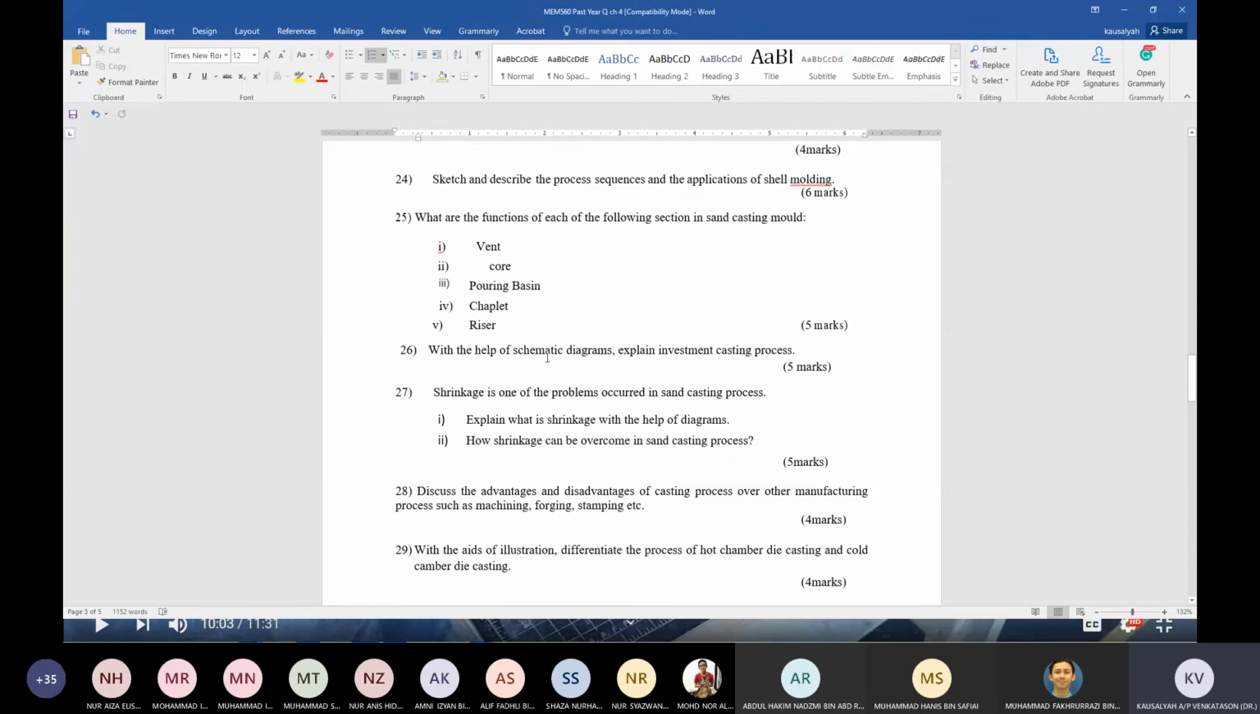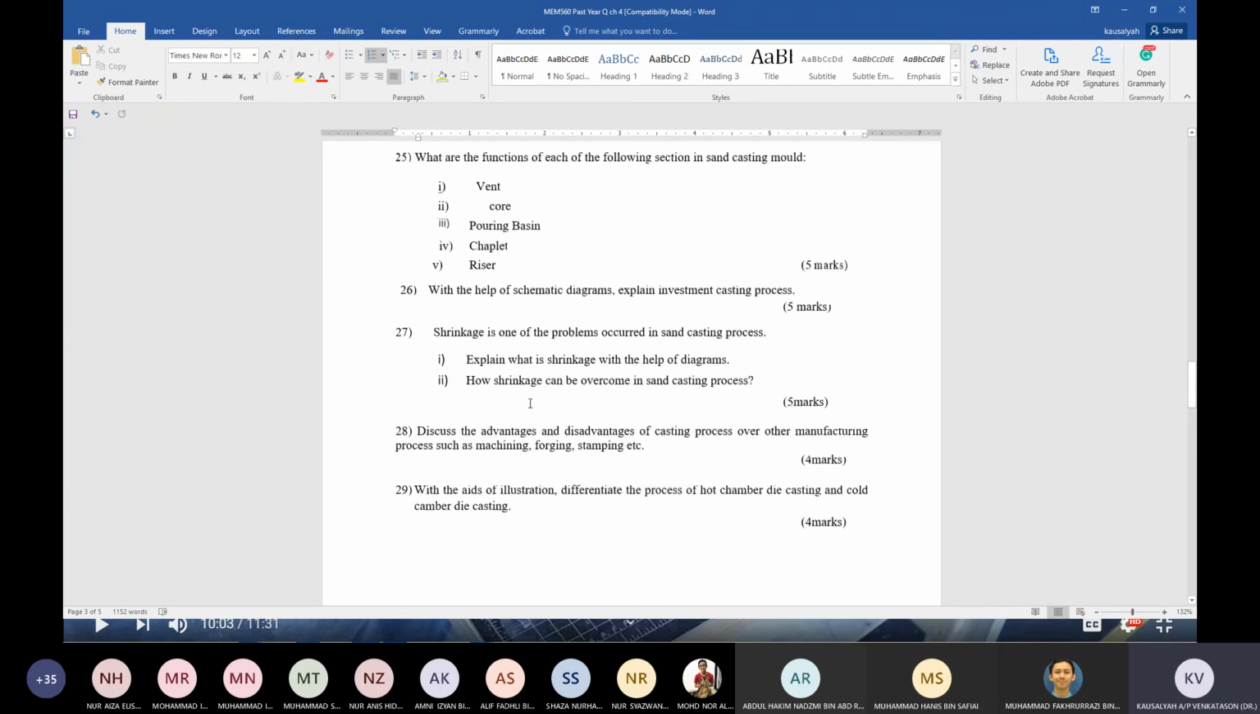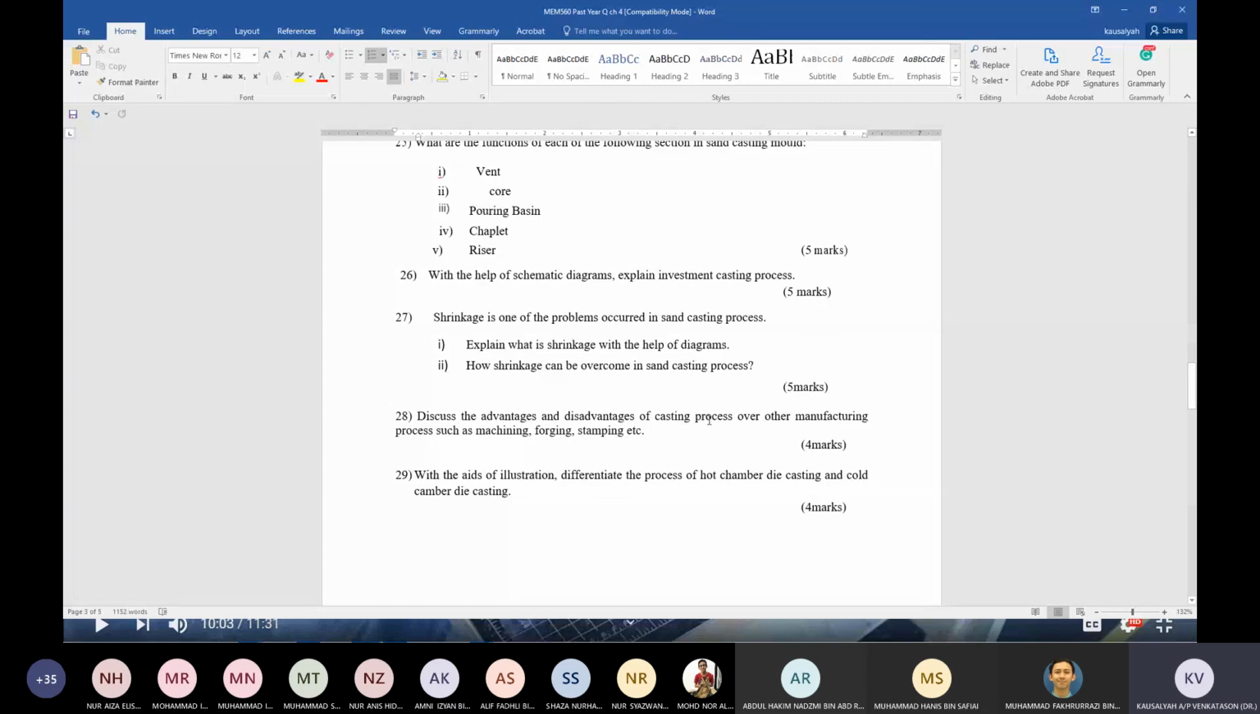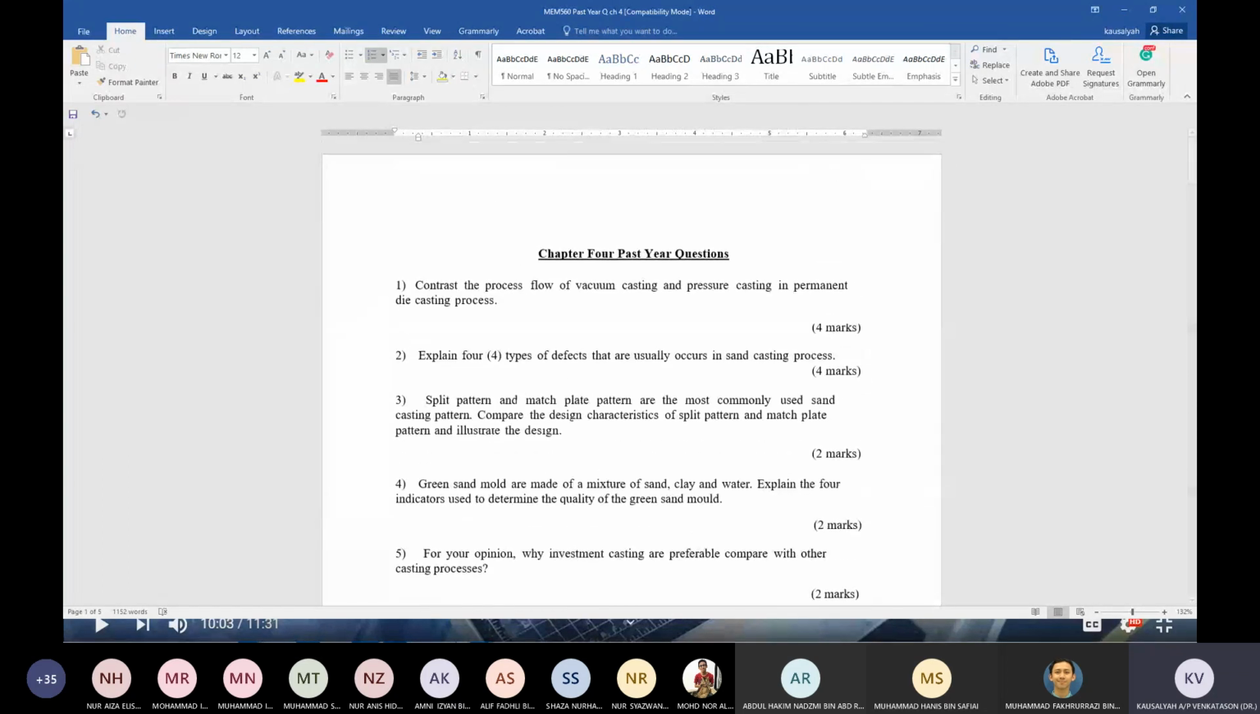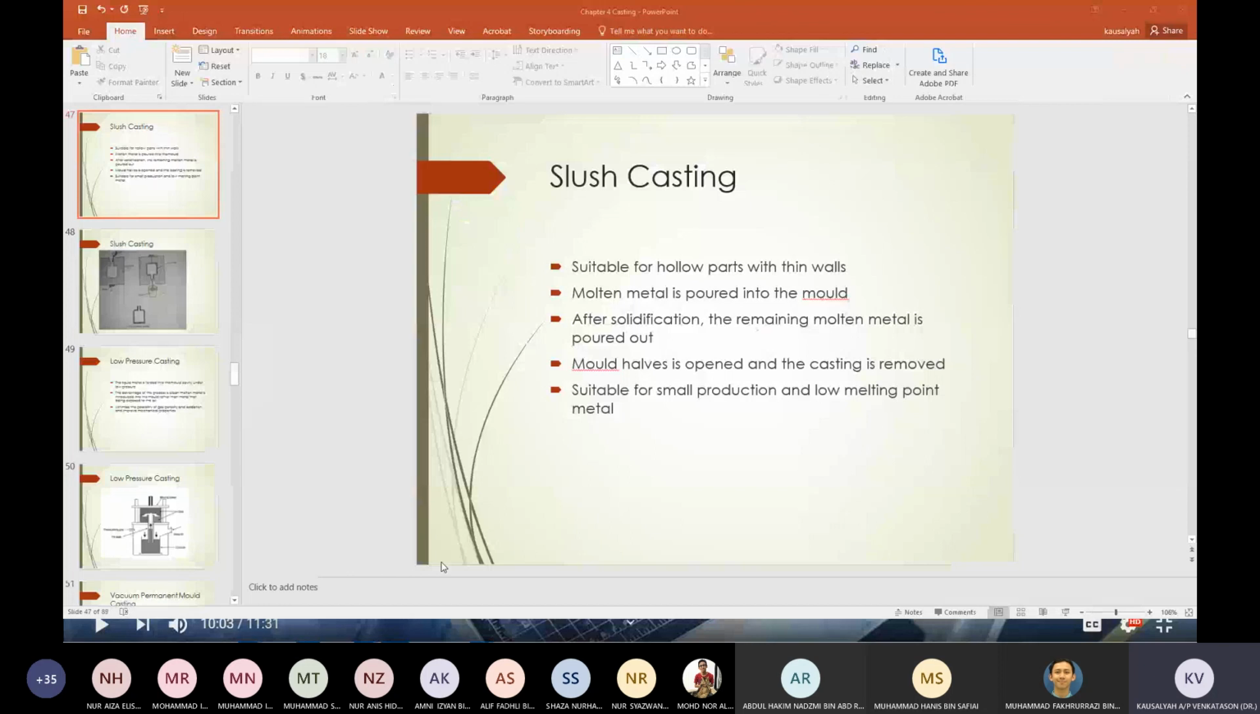So what are the functions? Usually sand casting questions are very popular because the schematic diagram is something that we should almost memorize, so you should know that. Explain what is shrinkage. Discuss advantages and disadvantages of the casting process over other manufacturing processes such as machining, forging, stamping. This is not so direct, but it's for you to compare and contrast. So these are the things you can work upon. Now I want to ask you all, anyone with any questions?